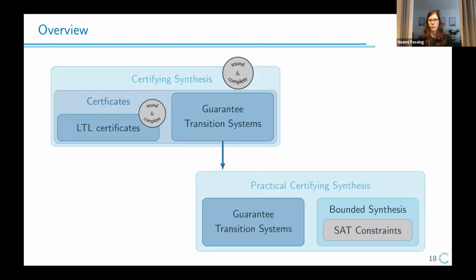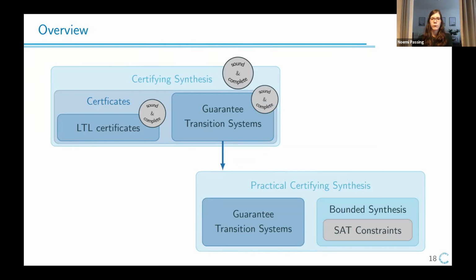However, this is not always the case, because our LTL certificates can contain non-determinism and also liveness, while our guaranteed transition systems cannot. However, it is still sound and complete. That is, we will also always find a solution with guaranteed transition systems if there is one with classical distributed synthesis, although we might find different ones than with the LTL certificates.